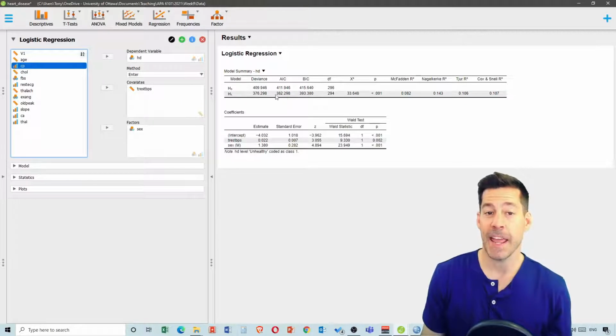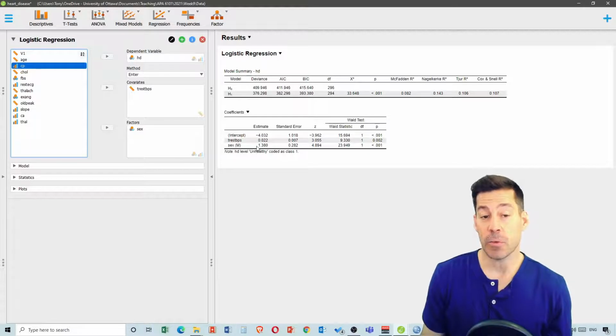We see that my AIC has gone down to 382. So that's a better model. We can see that both sex and blood pressure are significant predictors in this model. And again, we can use our regression equation: intercept plus blood pressure times 0.022 plus, in this case, sex.